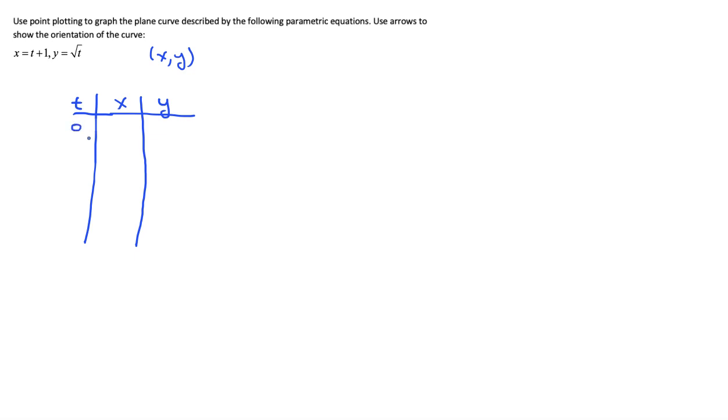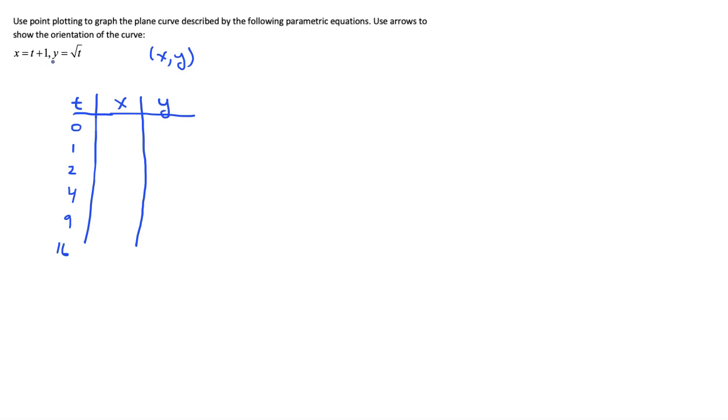Let's pick t equals 0, maybe a 1. I could pick a 2 if I wanted to, but I noticed the square root of 2, I mean, we can plot that, I guess. But let's just plug in some nice perfect squares, so 4, maybe 9, maybe 16 or something like that. We can do that.